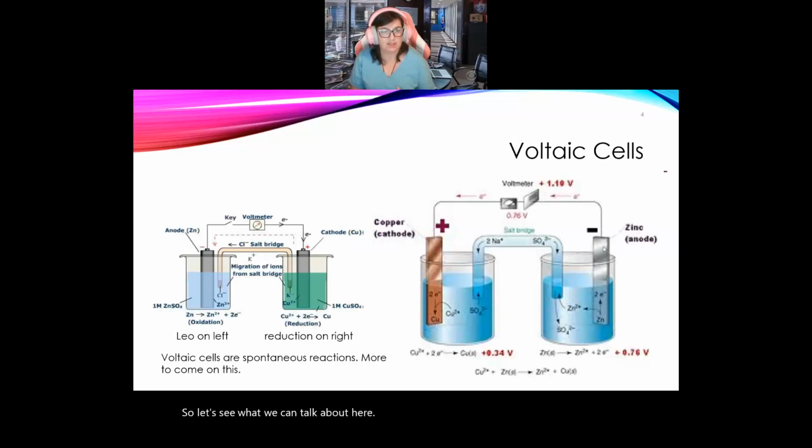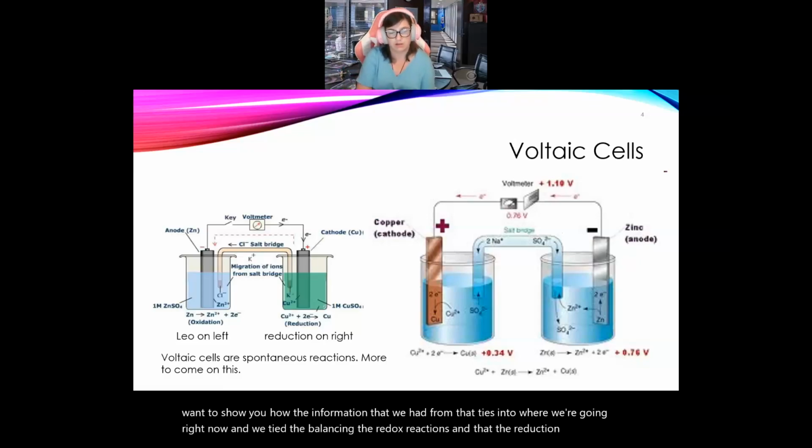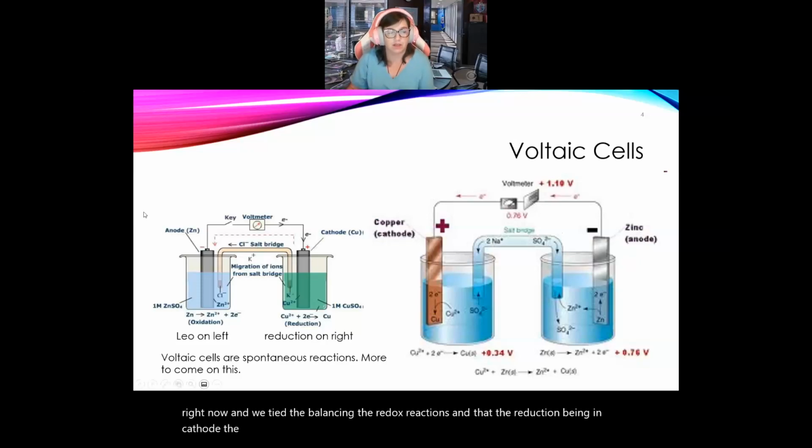So this is a slide that we've talked about in the past. This is from our voltaic cells lecture. I want to show you how the information that we had from that ties into where we're going right now. We tied the balancing of redox reactions, the reduction being at the cathode, the oxidation being at the anode. The oxidation, LEO on the left, so lose electrons, oxidize on the left, reduction on the right, and the reduction occurs at the cathode, red cat.